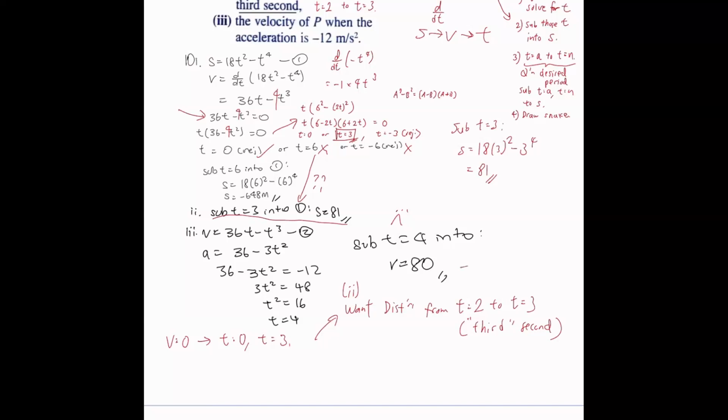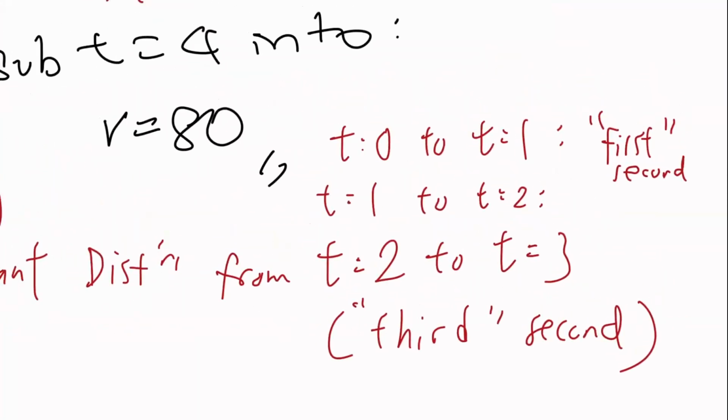Okay. Let me write this down. T equals 0 to t equals 1. This is first second. So this is like English comprehension already. Then t equals 1 to t equals 2. That's second. Yes, second. Okay, I better not write the first in full, write the short form. First second. The second.